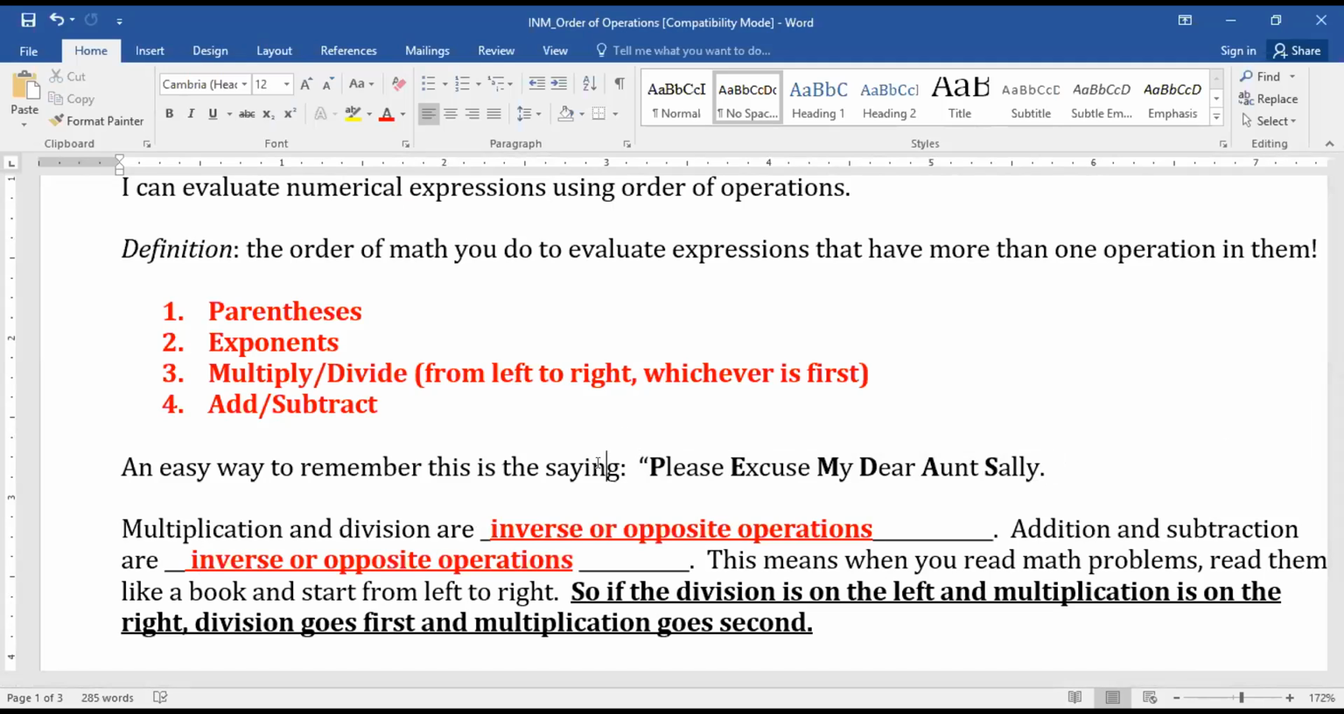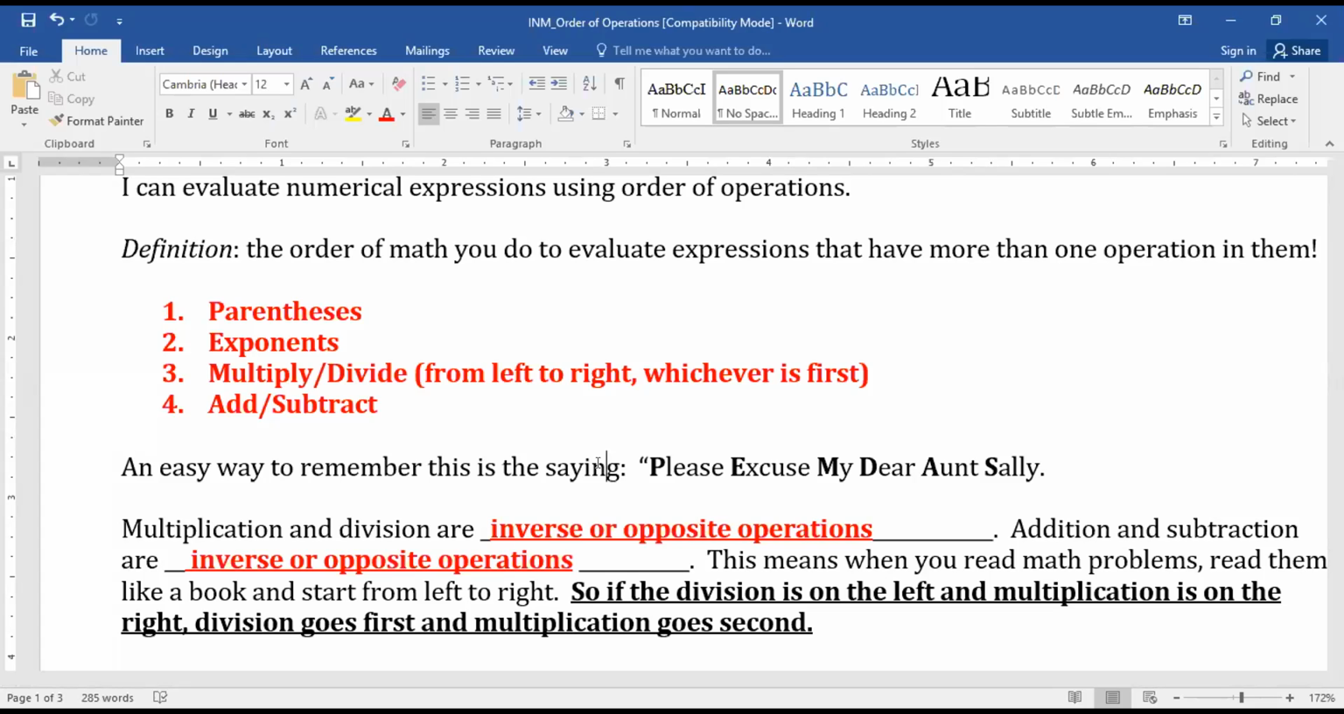Because in red there, 1, 2, 3, and 4, that is the specific order that we always have to follow. Whatever kind of problem we have, however complex it is, we have to solve the parentheses first, then we solve the exponents, then we do multiplying and dividing, whichever is first from left to right, and then we can add and subtract.